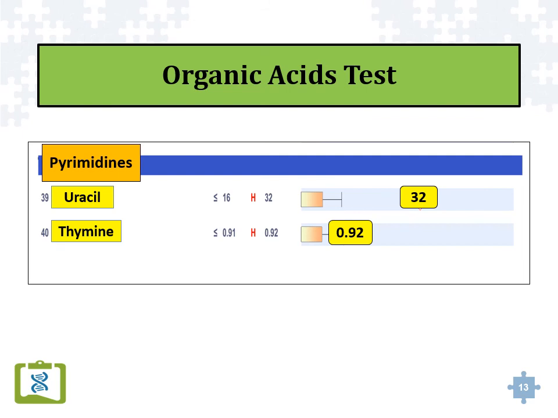But just remember, when you see an elevation of uracil or an elevation of thymine on this test, you're looking at, in this particular individual, some type of folate problem. Okay, again, it could be a lack of folate in the diet, could be an absorption issue, but you're dealing with somebody who is compromised from a folate metabolism standpoint.